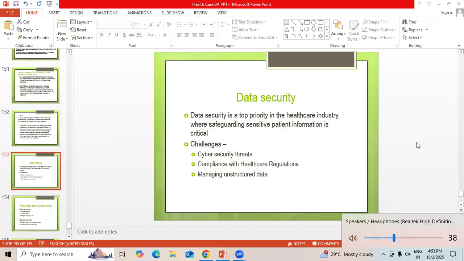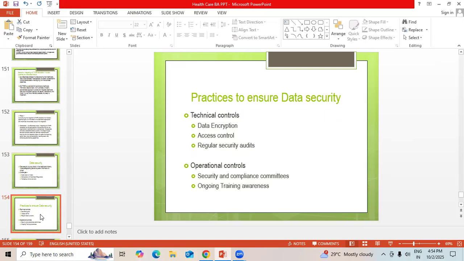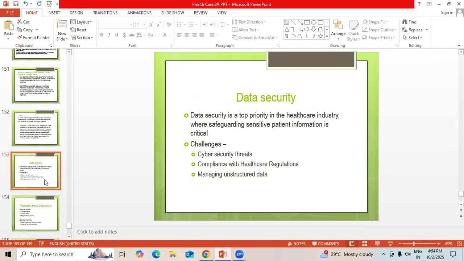Right. So in today's session, we are going to discuss the importance of data security, followed by the kind of challenges that we are facing, followed by the practices that we need to follow to ensure data security, especially from the healthcare applications point of view.